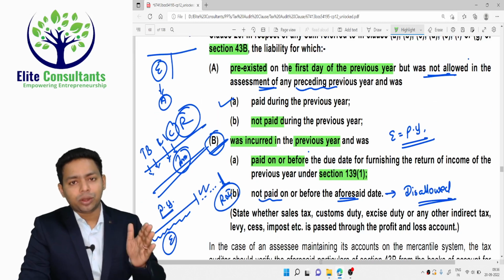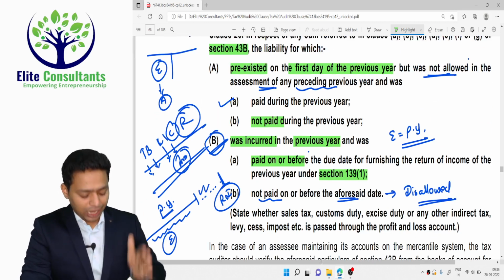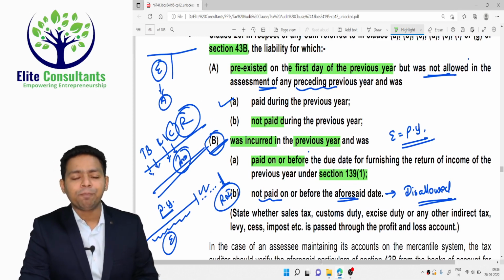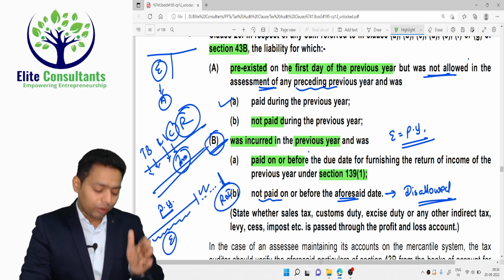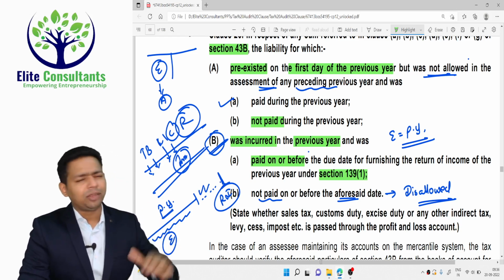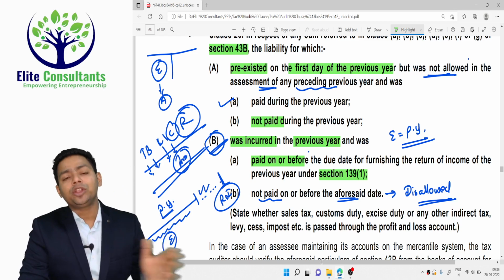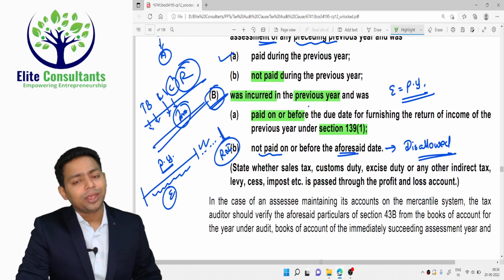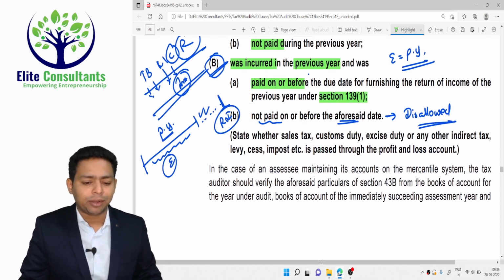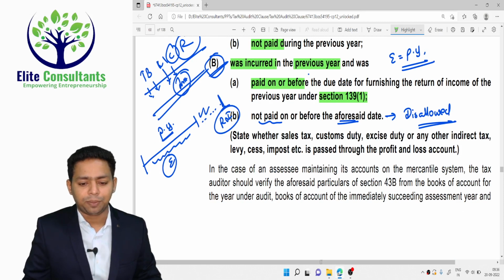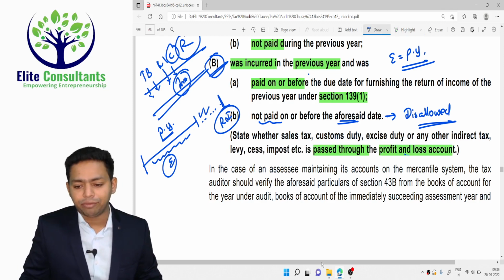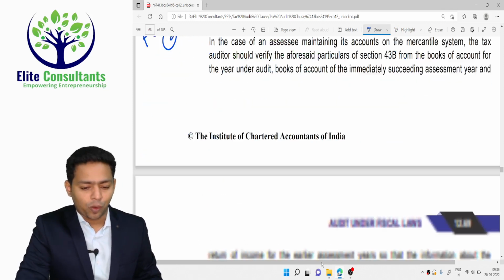So you are supposed to do the reporting on two aspects here: any expenses which are incurred during the year, and any expenses which were pre-existing on the first day of the previous year. That means it is belonging to preceding financial years. You are supposed to do the reporting on both of the items. What are the general items which are covered here? State whether sales tax, excise duty, custom duty, any other indirect taxes, import duty and impost, etc. is passed through the profit and loss account. So you have to tell them whether you are passing the entry through profit and loss account or not.